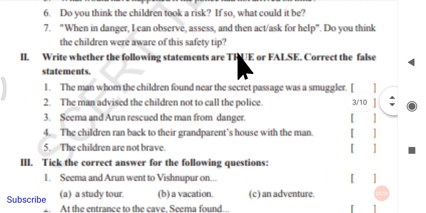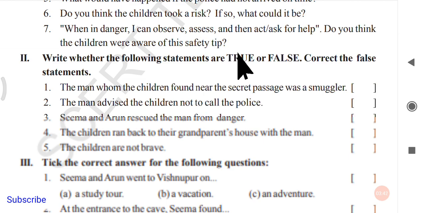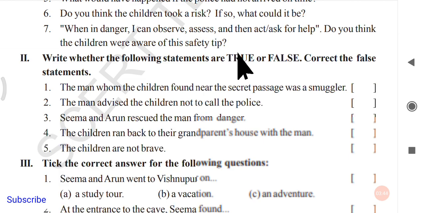Next, we have Roman number 2 here. Write whether the following statements are true or false. Correct the false statement. First we have to mark whether it is true or false, and if it is false, we have to make it into a true statement. Look at the first one here. The man whom the children found near the secret passage was a smuggler. Was a smuggler? No, that is false.